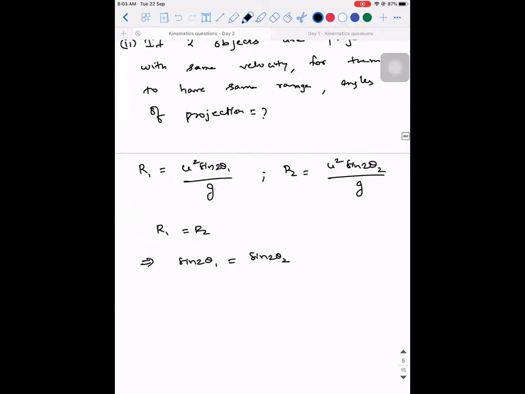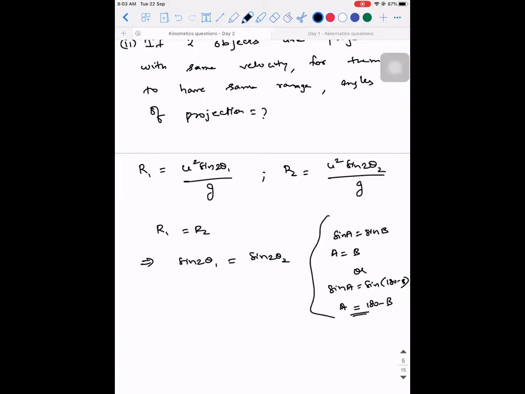If sine A is equal to sine B, I can write it like this: A is equal to B, or sine B can be written as sine of 180 minus B, because sine of 180 minus theta is also sine theta. I can write A is equal to 180 minus B. Correct? You're able to understand what I'm saying?